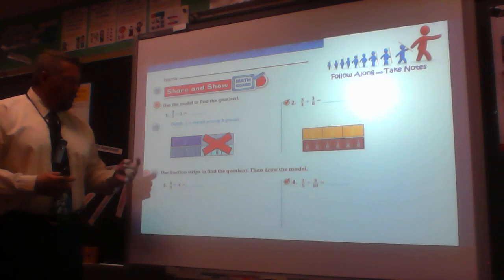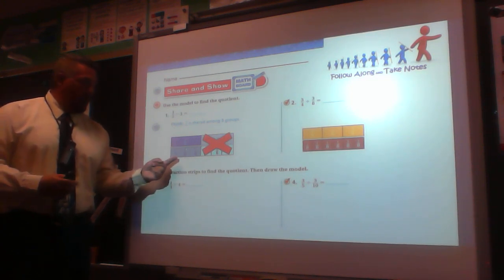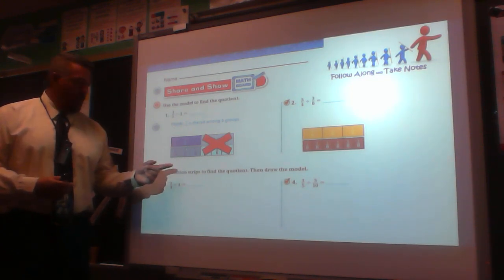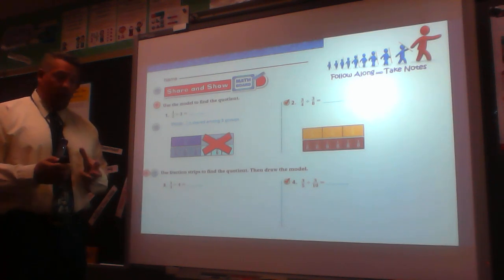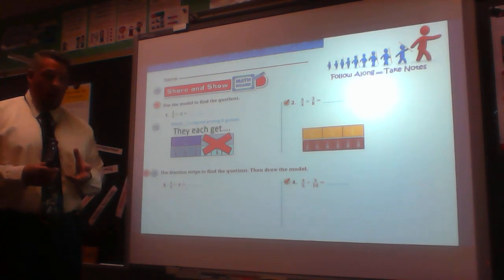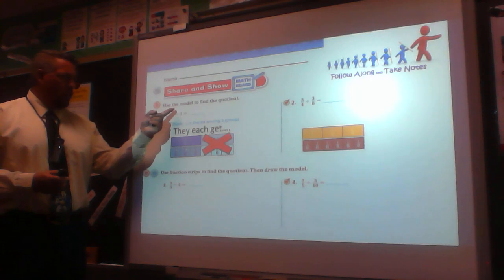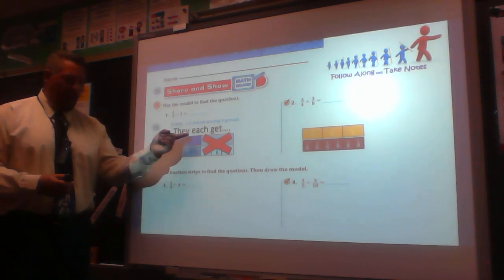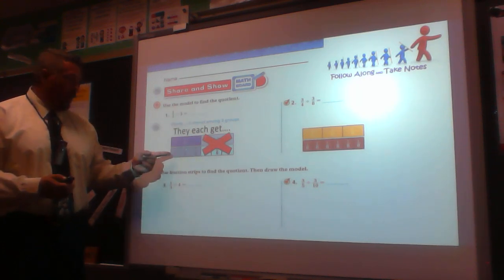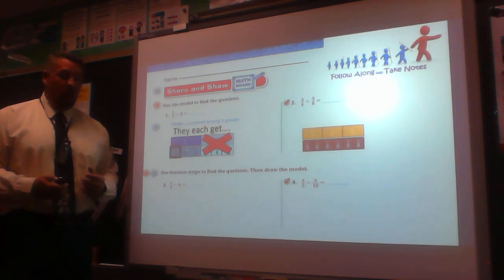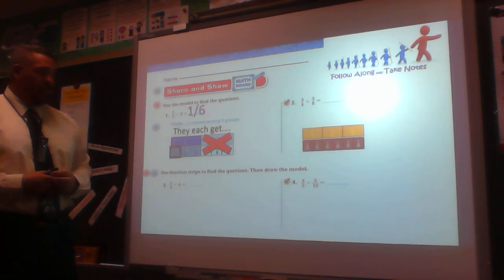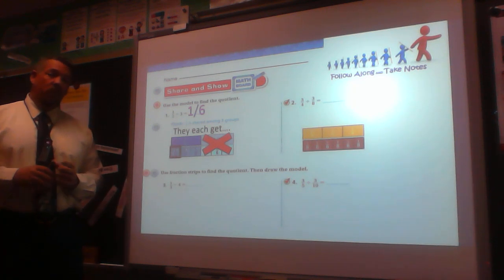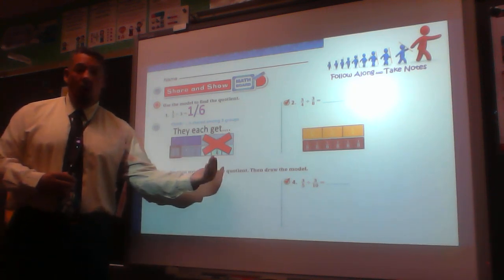When I have my 1/2 and I've divided it equally amongst 3 things, then I can see that each of my little individual pieces, because that's what I'm talking about. If I have my large group of 3, then what do each of them get? Well, they each get 1/6. So that's my answer.